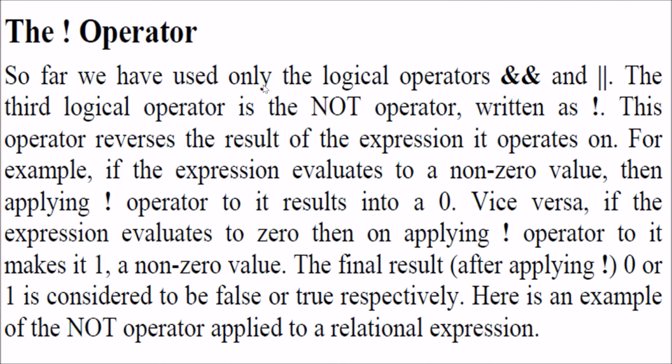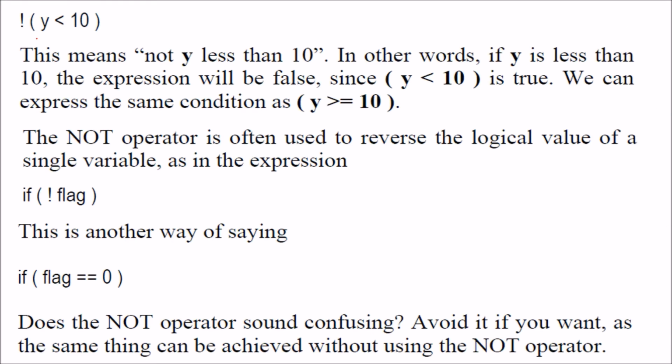So we'll take an example first of all, a relational expression. NOT y less than 10. So y less than 10, NOT means NOT y less than 10. What we are trying to say is, if y is less than 10, the expression will be false, since this is true. If this is true, NOT makes it false. So we can express the same condition like this only. NOT y less than 10 is equivalent to y greater than or equal to 10.